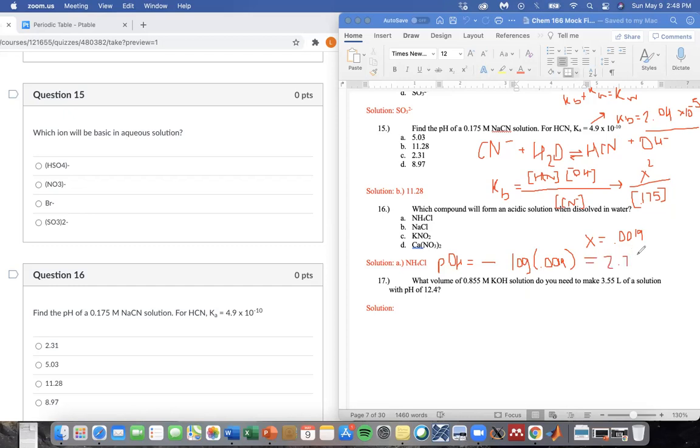That's our pOH, and we're looking for our pH. Because pH plus pOH equals 14, we can do 14 minus 2.72 to get our pH. When you do that, you should get 11.28. So the solution to this one was 11.28. Any questions on that one?